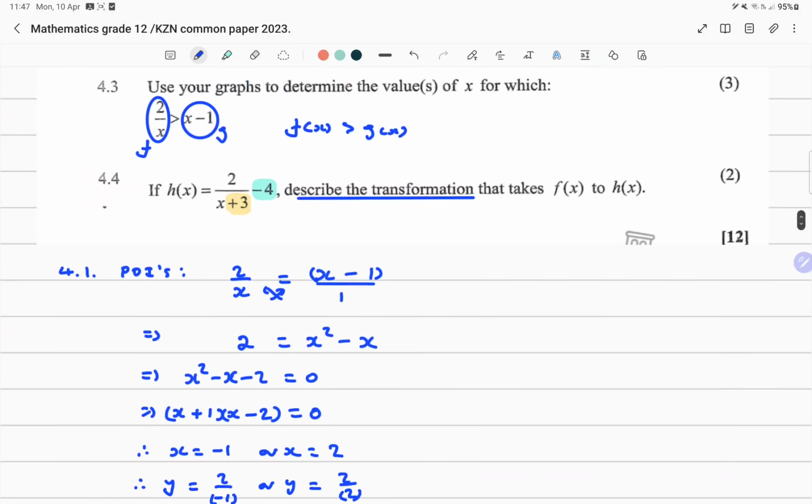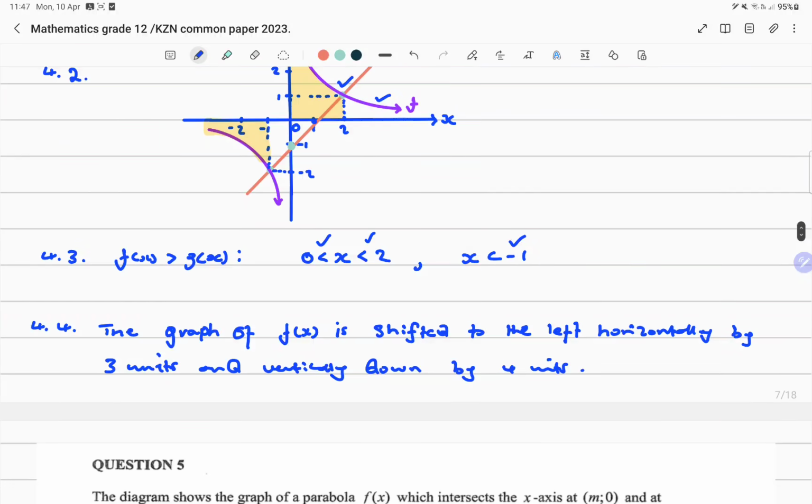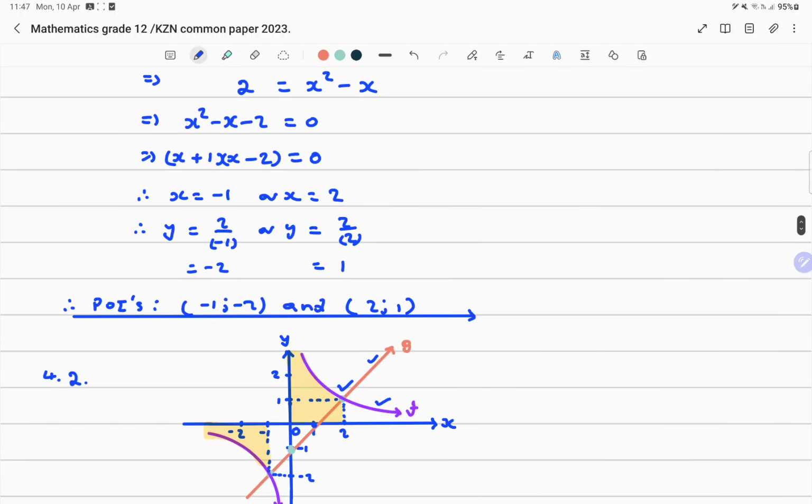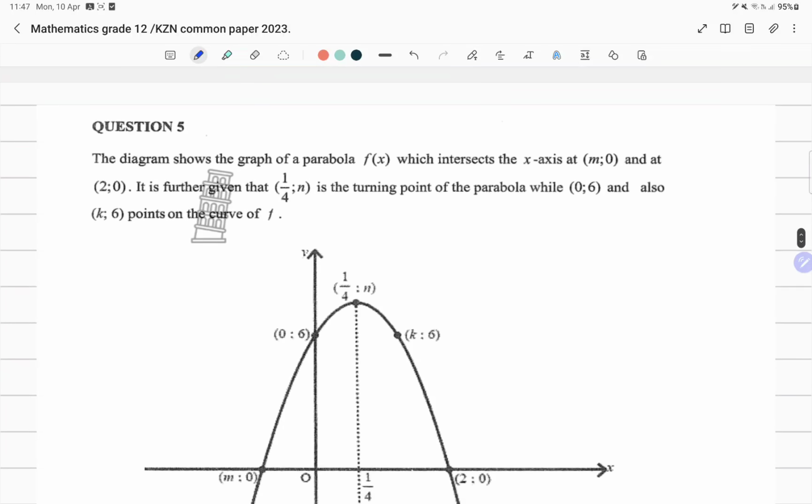2 marks most likely. So the description of the left shift horizontally and the down shift, by those units, and that is the transformation. So this is how you score those marks in this question. Easy and straightforward. Let's move on.